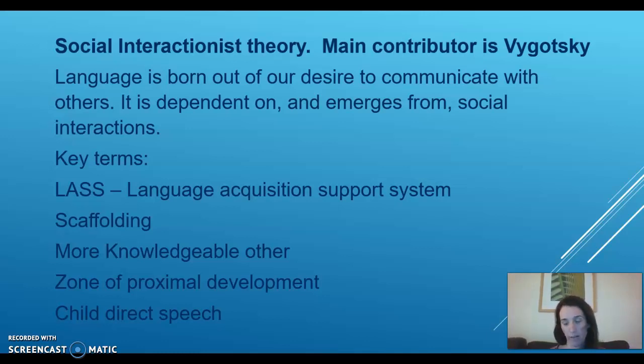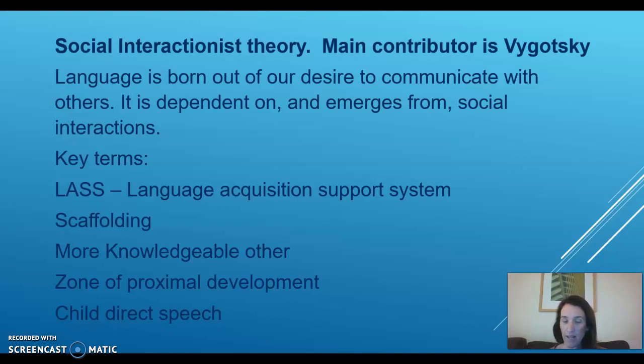I really encourage you once again to get a good understanding of these key terms, which is the LASS, the Language Acquisition Support System. You're going to read all about how important scaffolding is to the learner in this theory. The more knowledgeable other, the MKO, and of course the zone of proximal development where the learning occurs, and child-directed speech. Some of these terms may be new to you.